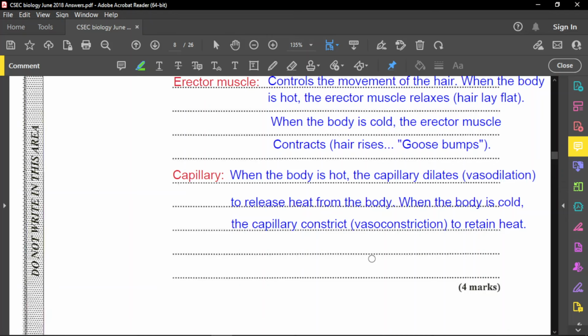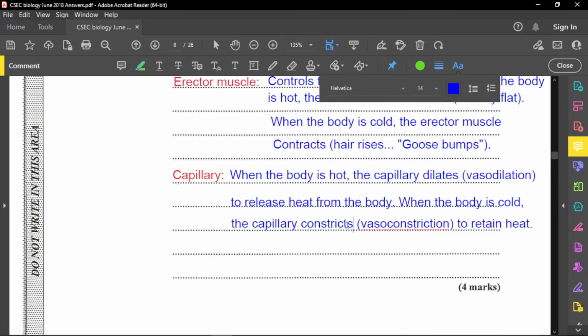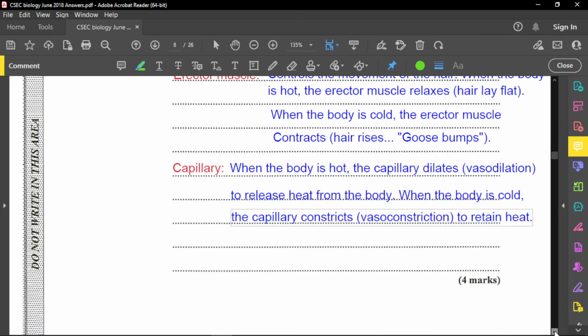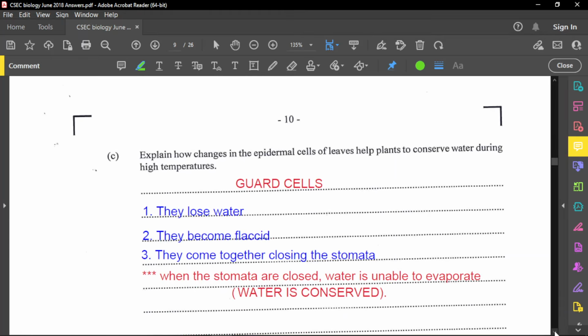And the opposite is that when the body is cold, the capillary constricts, and the constriction of the capillary is called vasoconstriction, and this is to retain heat. All right, and so let's slide down to the next question, which is part C. It's to explain how changes in the epidermal cells of leaves help plants to conserve water during high temperatures.